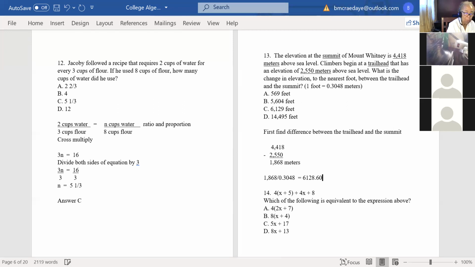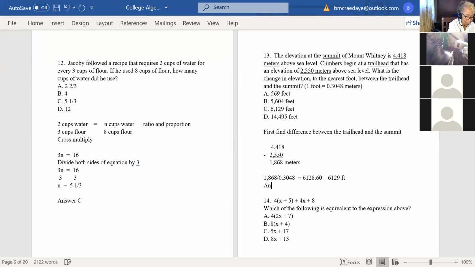6,128.60. And 6 is more than 5, so if we round it, we round it up to 6,129 feet. So the answer is what? C. Okay. Answer C. 6,129.